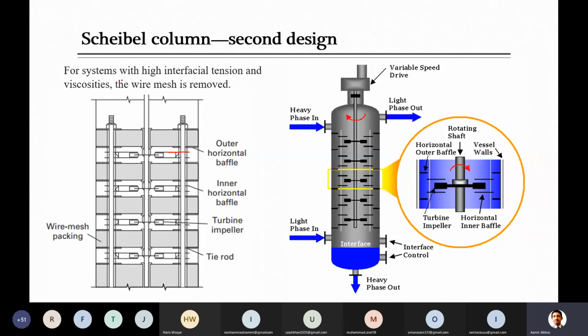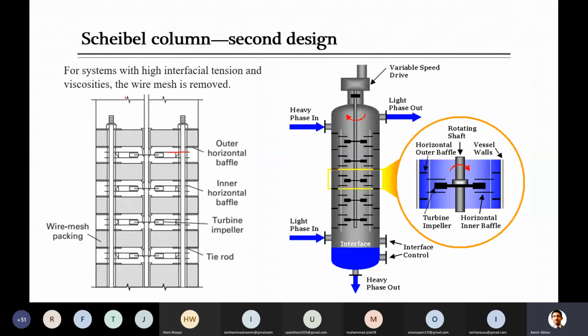For some systems, as I already mentioned, in these columns there is a rotating element. In the first design there was a rotating element and wire mesh packing. But in the second design, he also did some modification and introduced some baffles to redirect the liquid towards the mixing zone to increase the efficiency. Especially in the case of a large size column, this is mandatory to avoid the escape of the liquid from the sides.